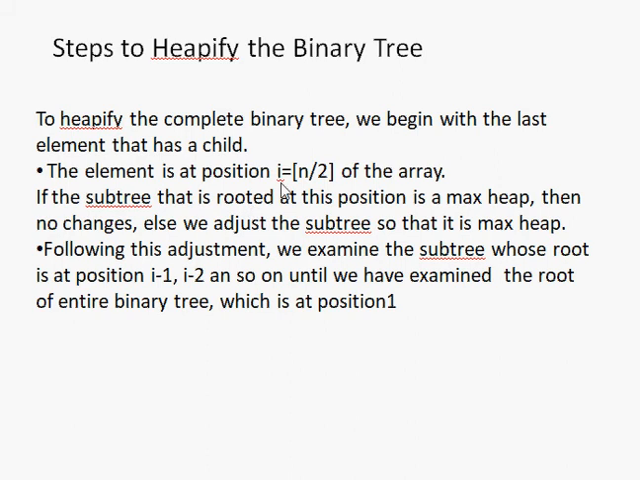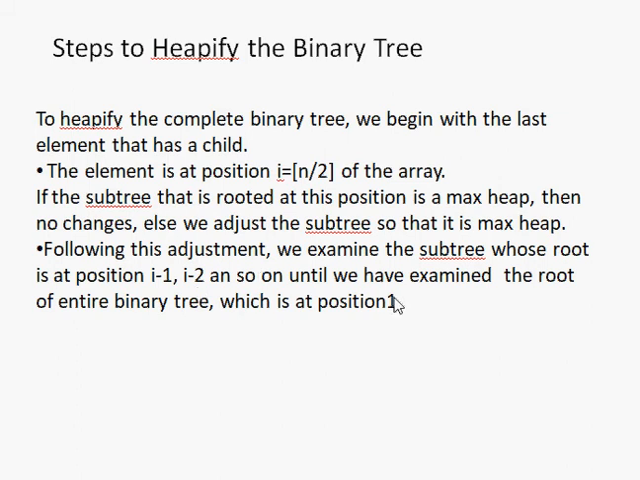Once one position is visited, the next position you visit is i minus 1. Then you go to i minus 2 position, till you reach position 1, where position 1 implies the root node. Visiting position 1 implies you are visiting the root node. Till you arrive at the root node, you have to follow this process.